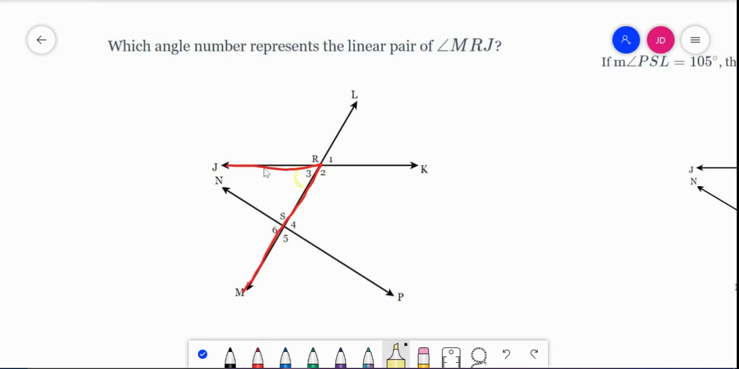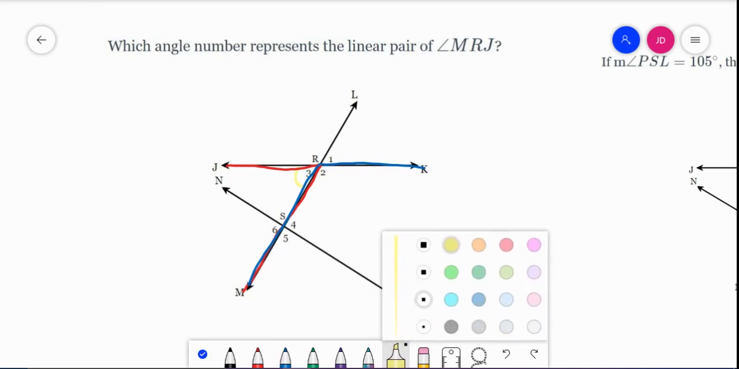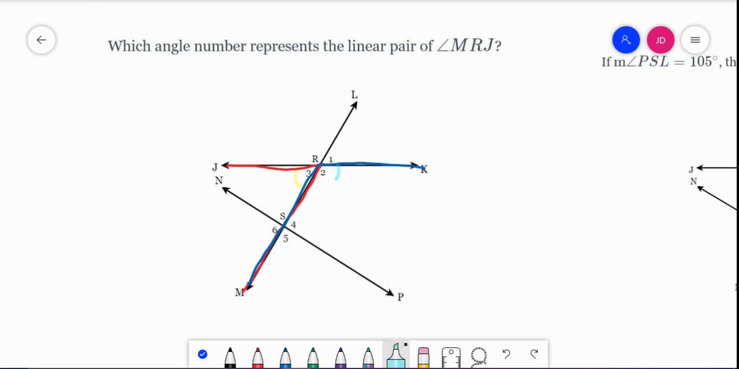Linear pair means it forms a straight line. So we want this straight line here, either here or here. But since the R is not an angle, it's just the vertex, this is the angle I'm looking for right here, angle 2. That angle right here forms the linear pair. Angle 2.